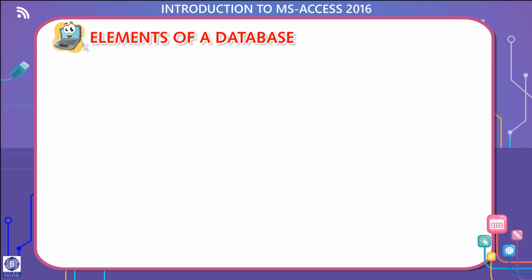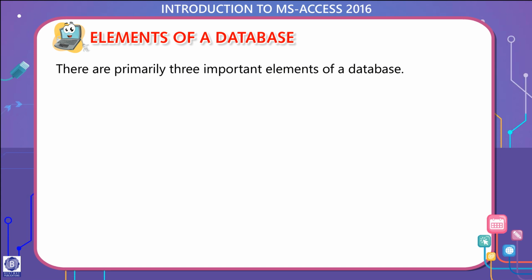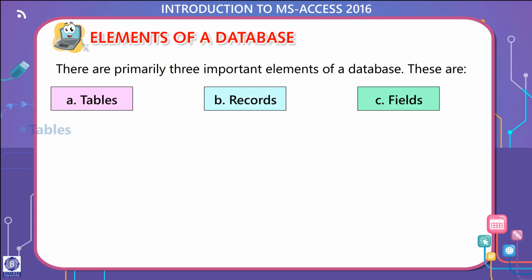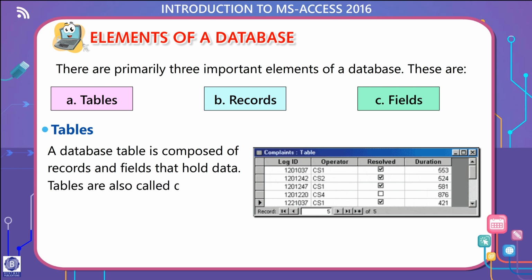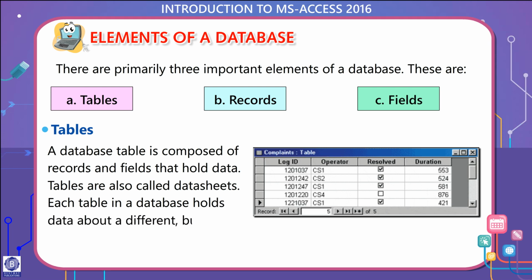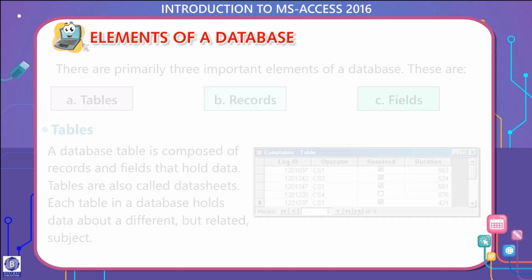Elements of a database. There are primarily three important elements of a database. These are tables, records, and fields. Tables. A database table is composed of records and fields that hold data. Tables are also called datasheets. Each table in a database holds data about a different but related subject.